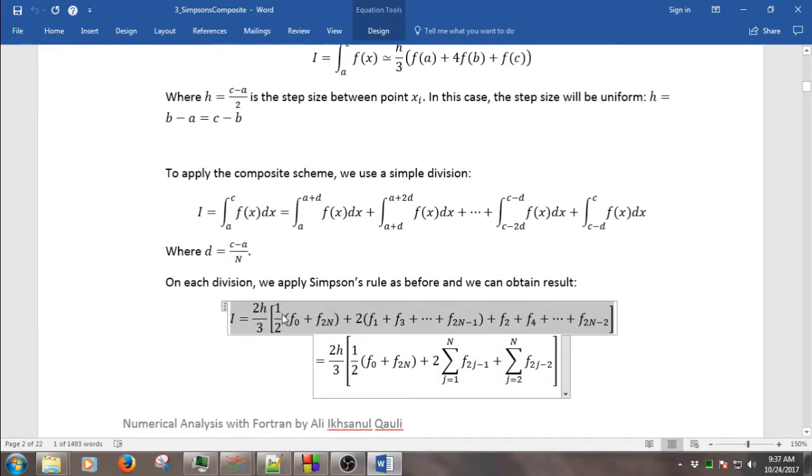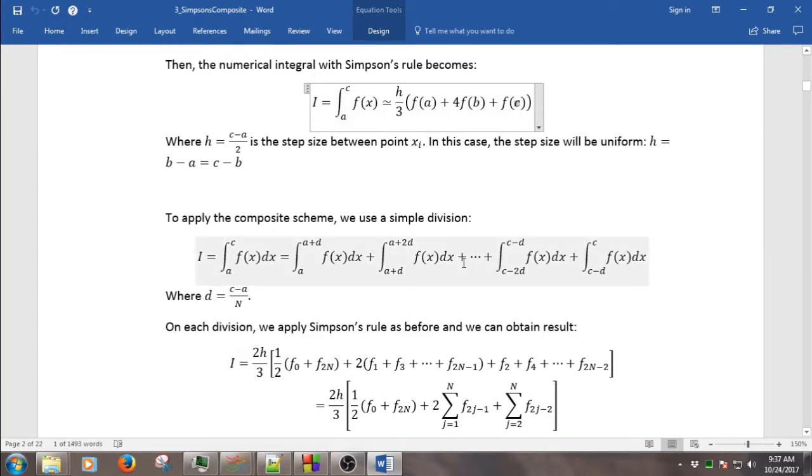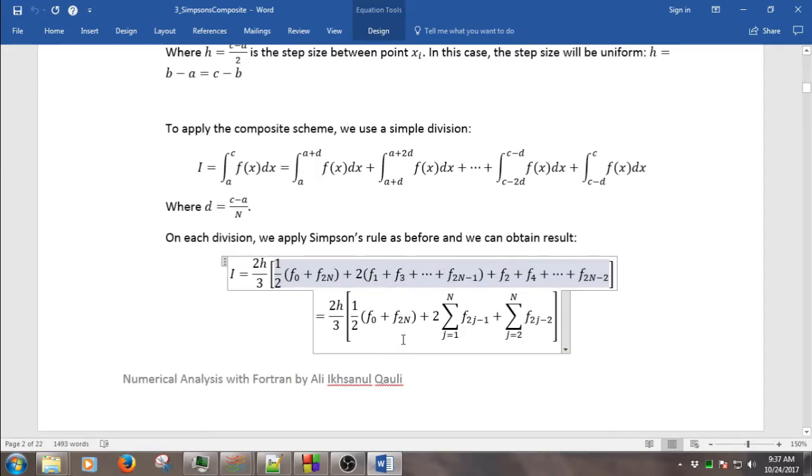2h over 3 multiplied with half f0. f0 is the x equals to x0, which means a in this case. f2n is the last x, it will be c here, if we compare to the whole integral. And we have this simplified expression, right?